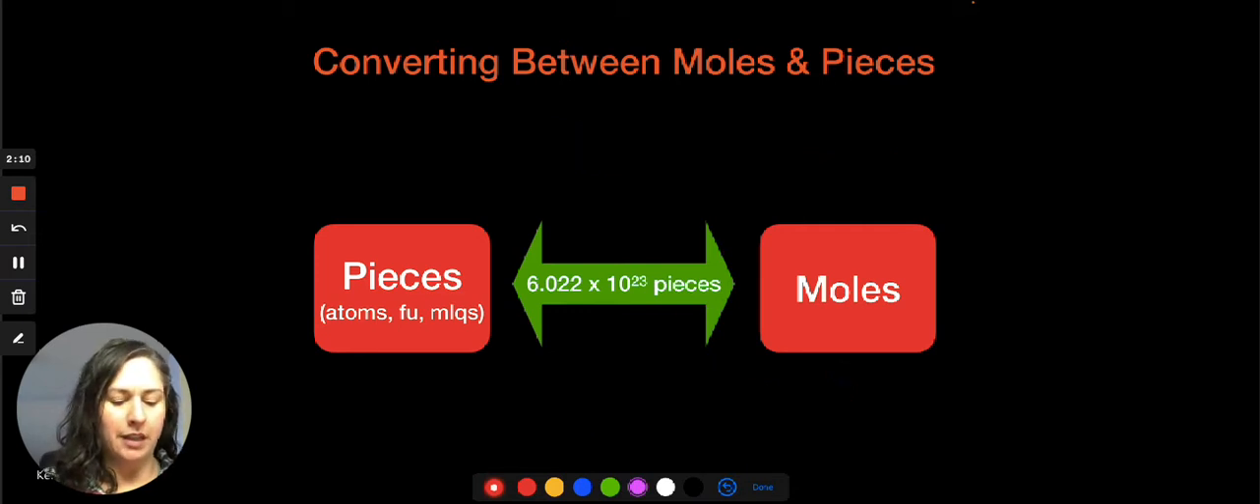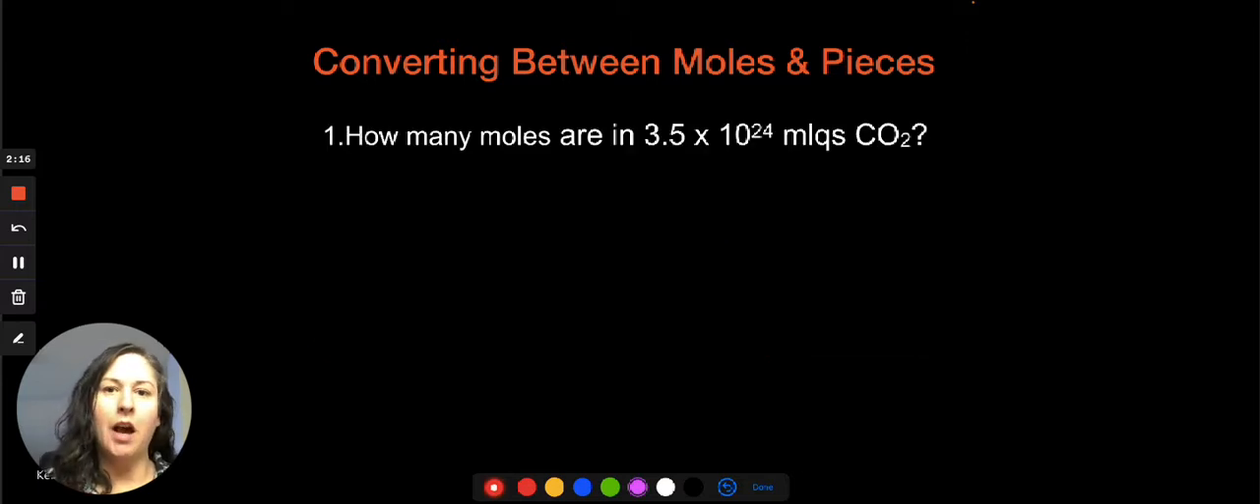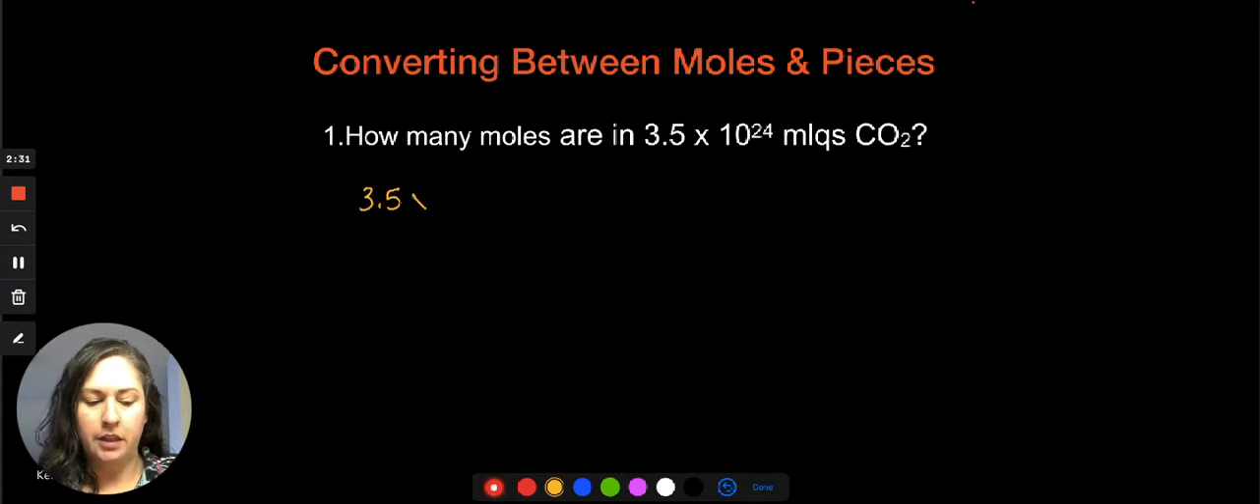Let's go ahead and take a look at a couple of examples. We're going to go both directions. In the first one, we want to know about moles. How many moles are in 3.5 times 10 to the 24th molecules? Molecules are pieces of carbon dioxide. So I'm going to start with our 3.5 times 10 to the 24th molecules.